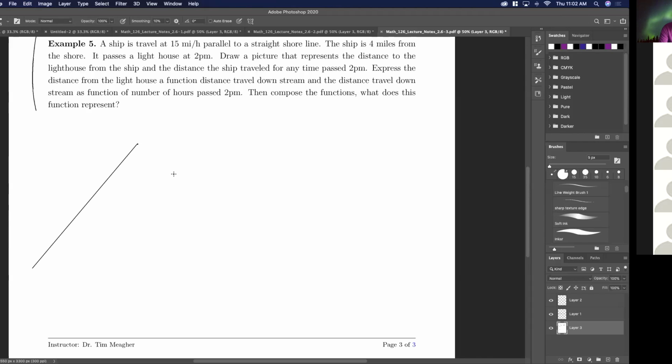So here we have a shoreline. We're going to have a boat, a little boat, traveling parallel to the shoreline. We're going to have a lighthouse right here. I'm just going to draw a lighthouse. I'm not going to win marks on my art today.